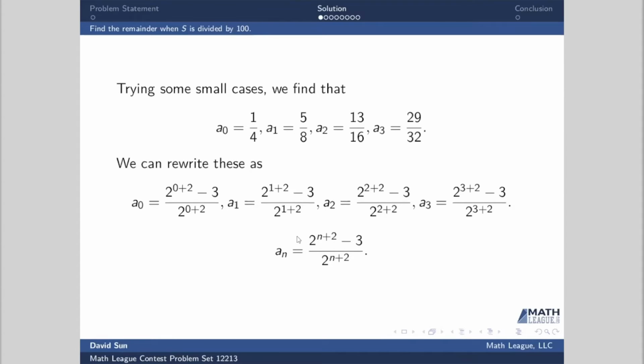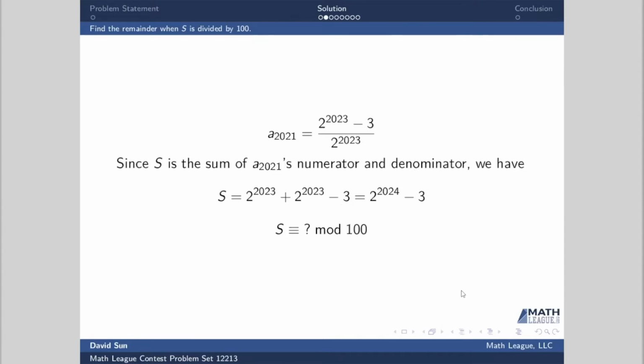From here, we can find a sub 2021 by plugging in 2021 for n. So we have a sub 2021 is equal to 2 to the power 2023 minus 3 over 2 to the power 2023. Now, we know that this is in simplest form because this is an even number minus an odd number, which is odd. And in the denominator, we only have powers of 2. So we know that this is in simplest form.